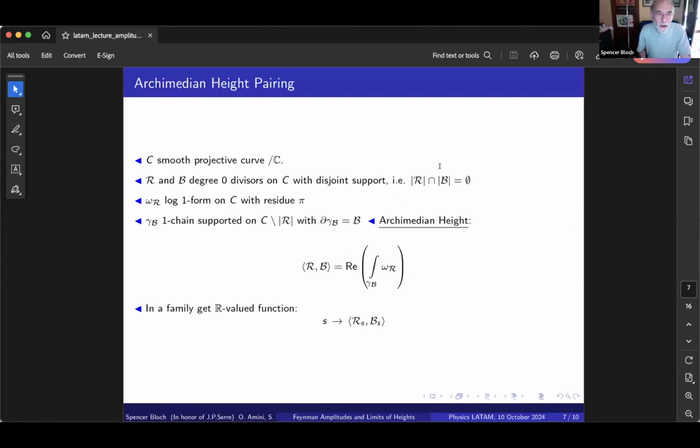And this is really the reason that I wanted to explain this, because here I think maybe we start to see a nice way to link motives with physics in a more natural way, in my opinion, via the Archimedean height pairing. So let me explain the Archimedean height pairing, and then we'll get a couple of further results using the Archimedean height pairing, and then I'll be done.